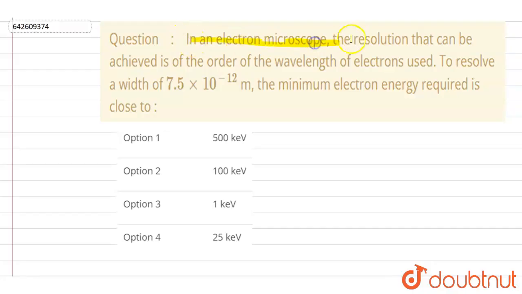Hello everyone. In an electron microscope, the resolution that can be achieved is of the order of the wavelength of the electron used. To resolve a width of 7.5 × 10^-12 meter, the minimum electron energy required is close to? So if you see here, you can get the wavelength.